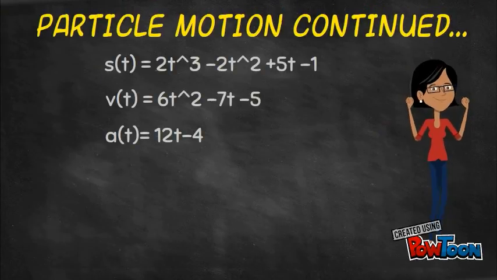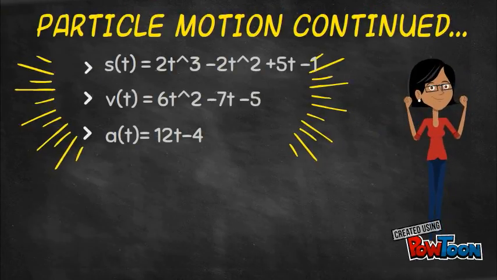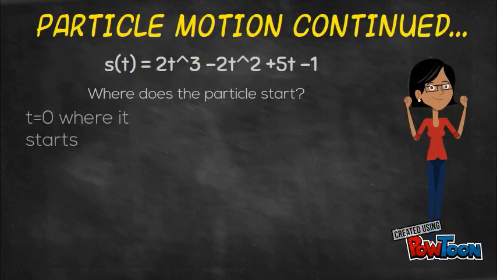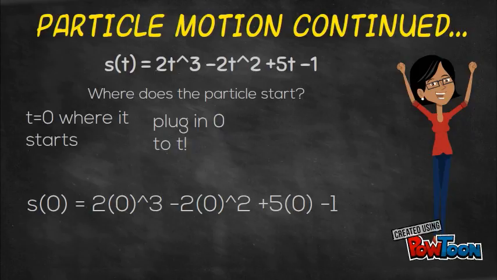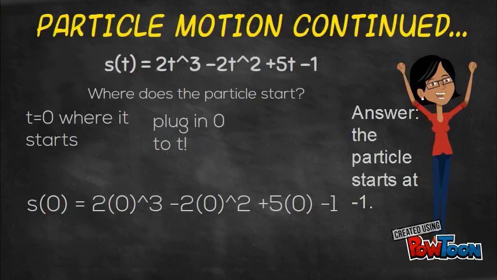Here is a sample problem. So the first question is, where does the particle start? Since no time has passed, time equals 0. So you plug in 0 as t. The answer is -1.